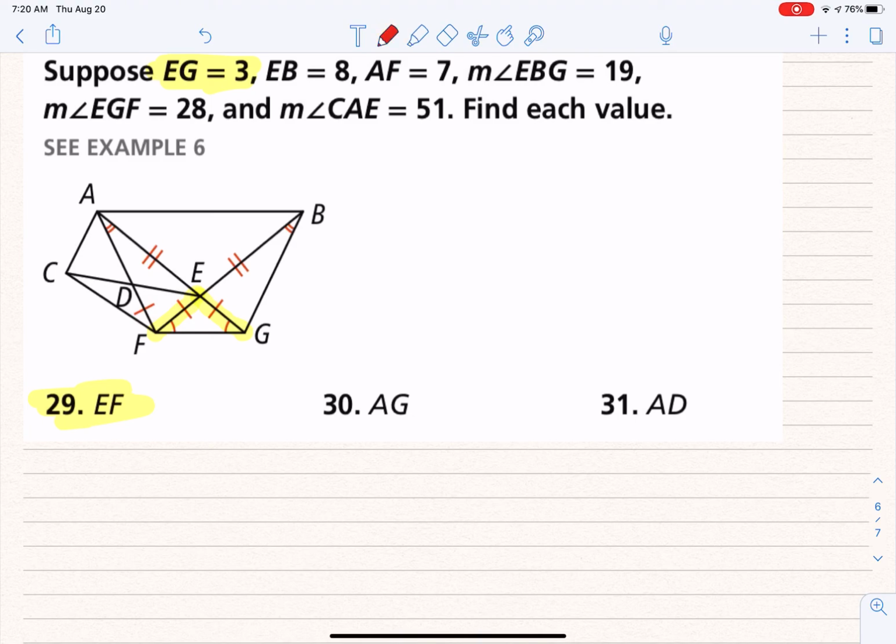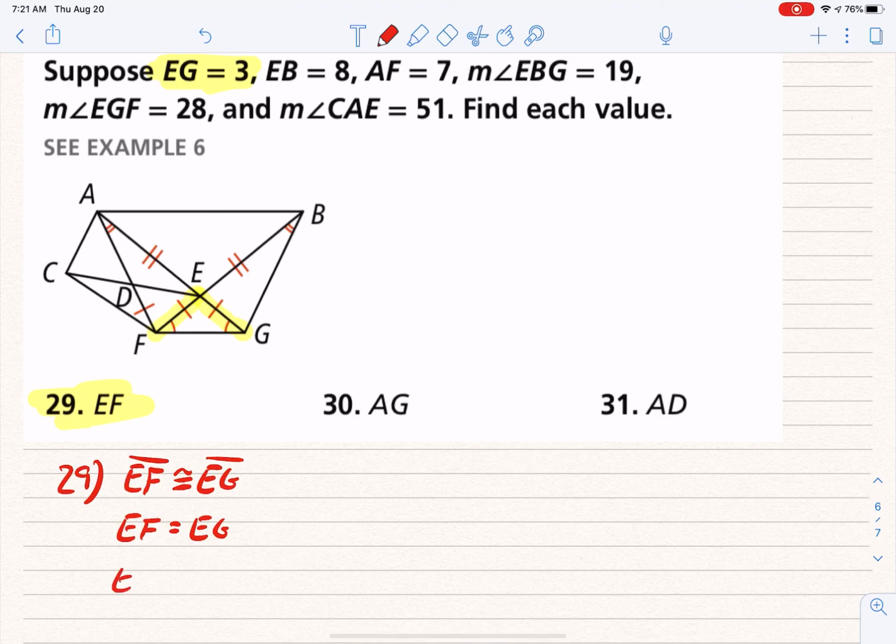It says it's 3. And so if I was doing this one, I would say, man, that's easy, because I know that segment EF is congruent to segment EG. So therefore, they are the same length. The length of EF is equal to the length of EG. And I know that EG, it says right up there, is 3. So therefore, the length of EF is 3.